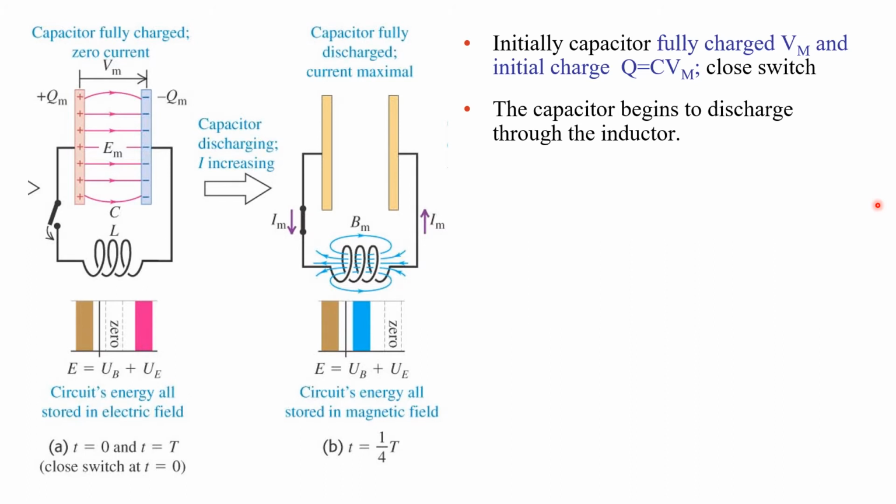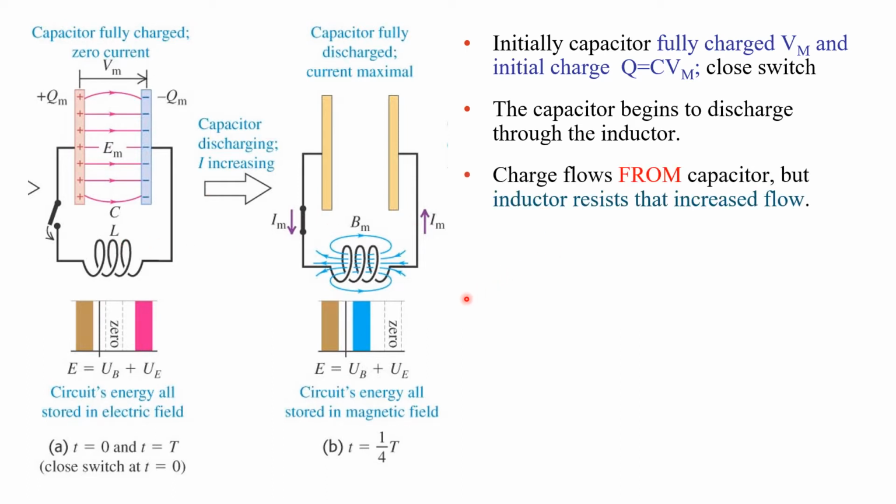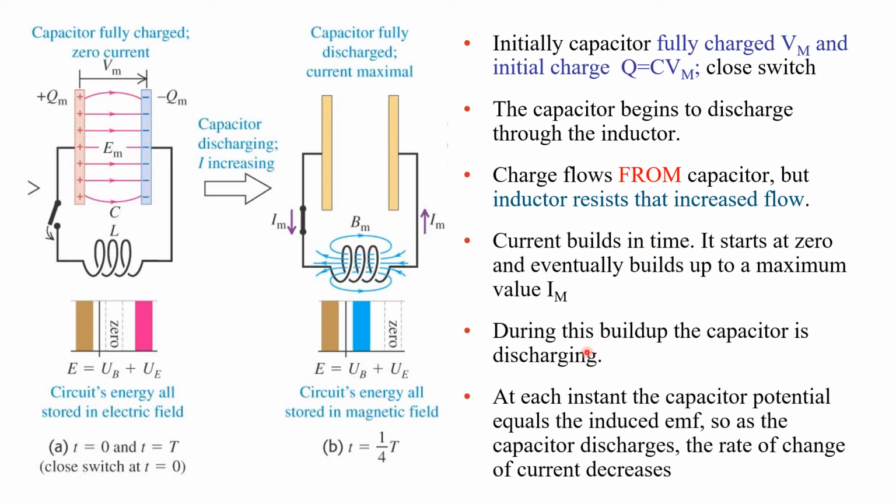Initially, again, the capacitor is fully charged with voltage Vm and an initial charge of Q equal to C times Vm. The moment you close the switch, the capacitor begins to discharge through the inductor. Charge flows from the capacitor, but the inductor resists that increase in flow. Your current builds in time. It starts at 0, and eventually it builds up to a maximum value, which is your Im.